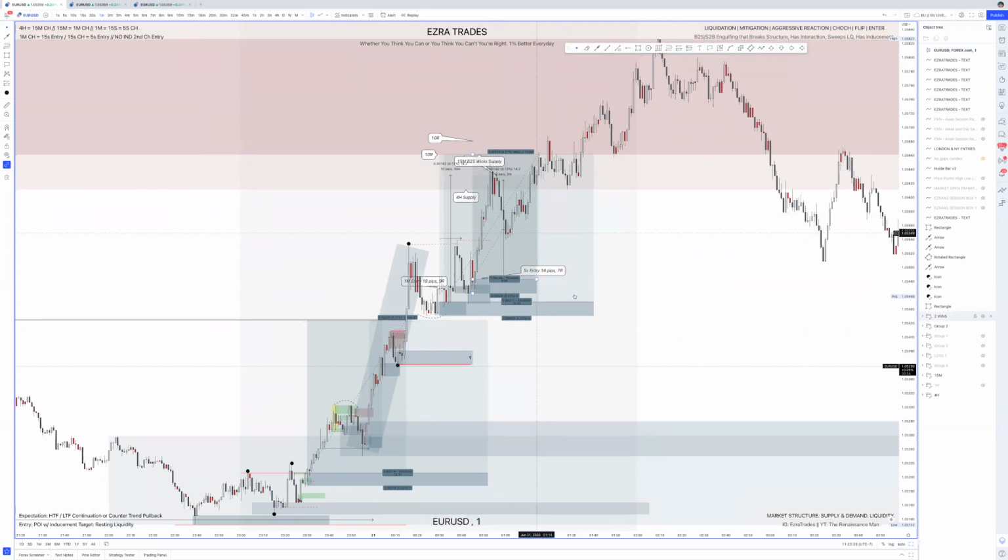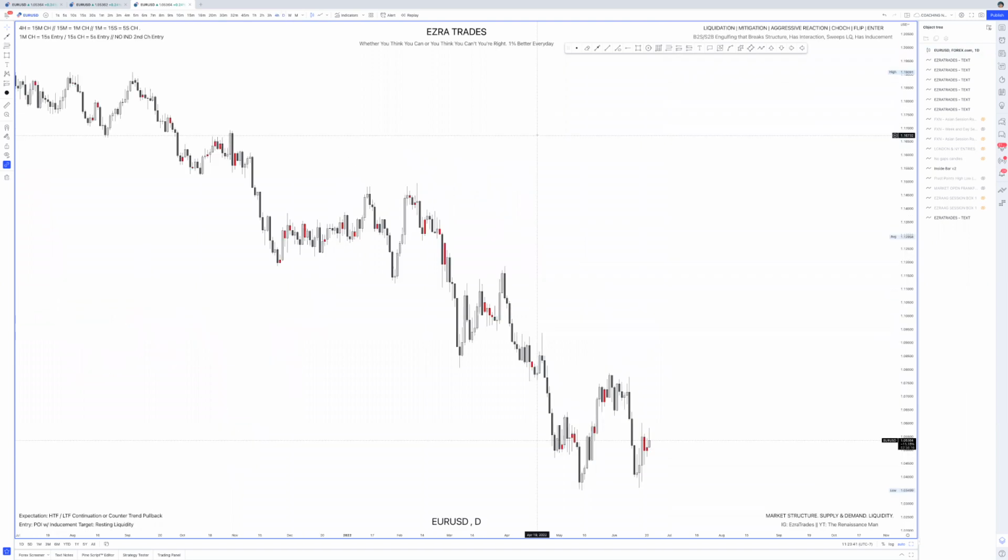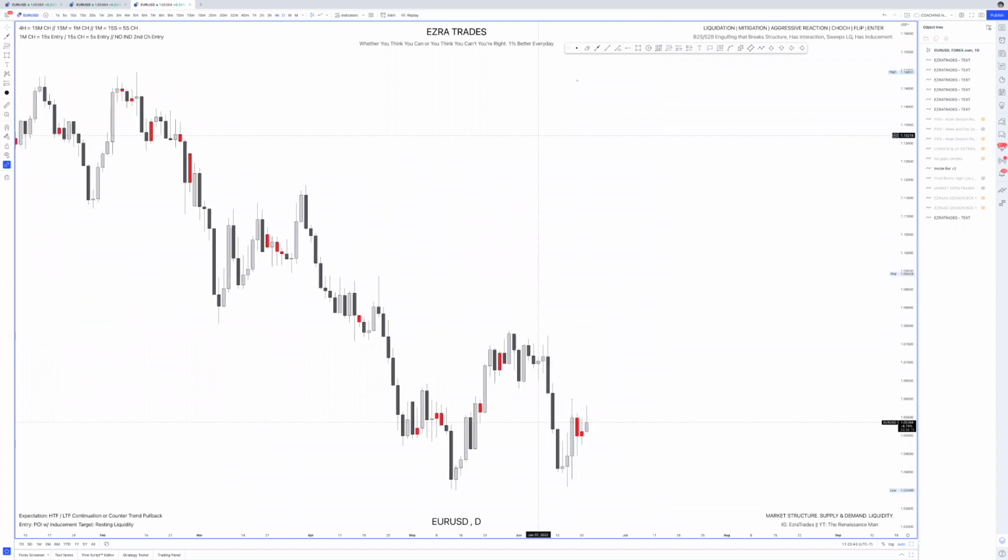And so when it comes to your markups, the point I want to make is we can have an assumption of what we think price is going to do, but at the end of the day, price will still do what it needs to do. And the reason why is because most people are not paying attention to the higher time frame bias. For example, did you do your markups starting on the daily time frame?